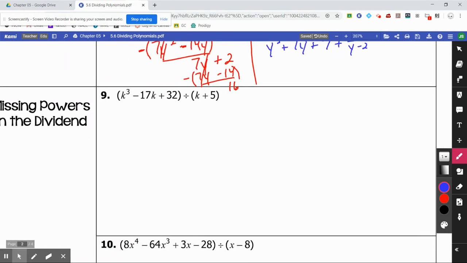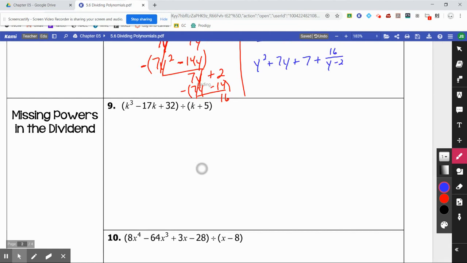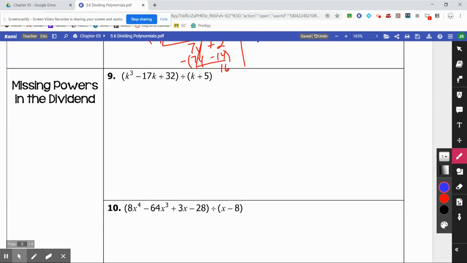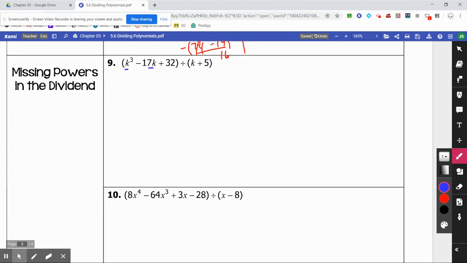Okay, number 9. Anytime you're dealing with missing powers, notice you have k to the third and k to the first, but you don't have a k to the second. I'm not going to work this both ways, I'm just going to show you what you've got to do.